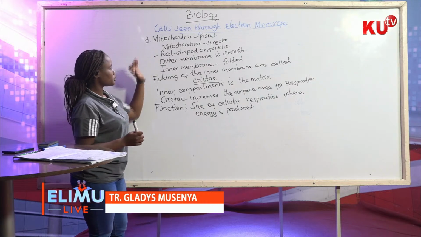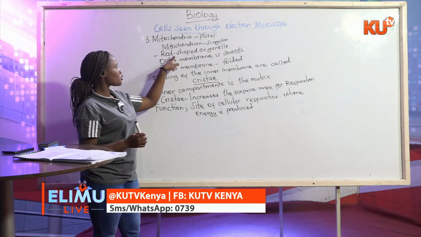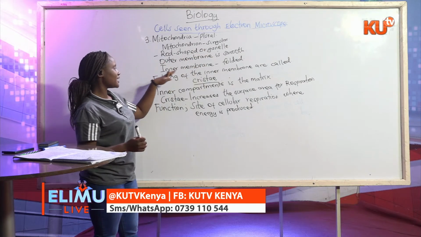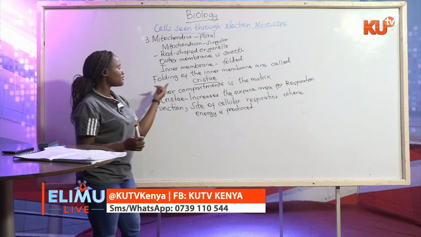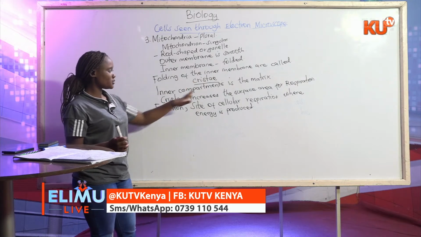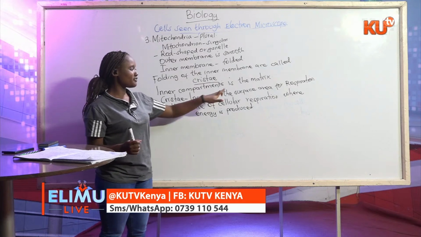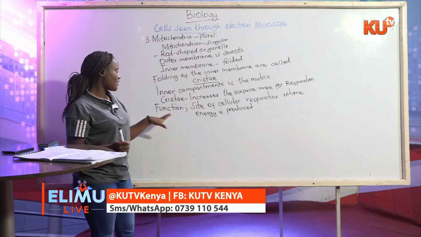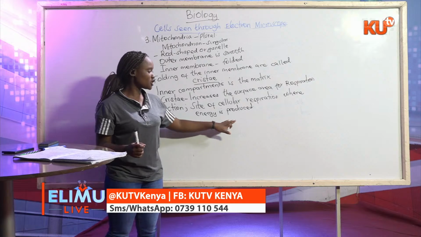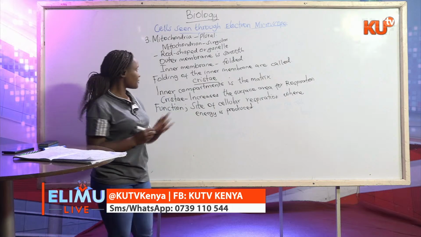So this is all about mitochondria. The mitochondrion, which is singular, is a rod-shaped organelle. The outer membrane is smooth, and the inner membrane is folded. The foldings of the inner membrane are called the cristae, and the inner compartment is the matrix. The cristae increase the surface area for respiration, and the function of the mitochondrion is to be the site of cellular respiration, where the energy is produced. Now that is all about the mitochondria.